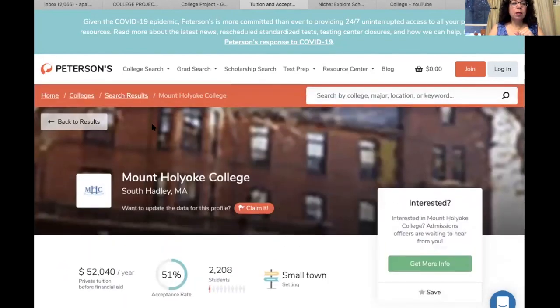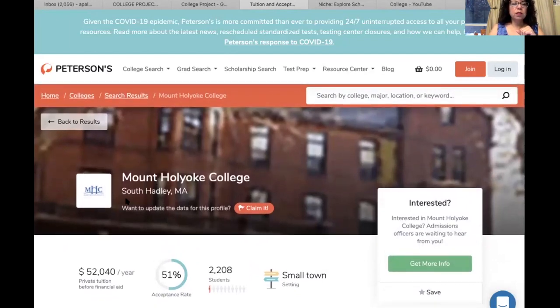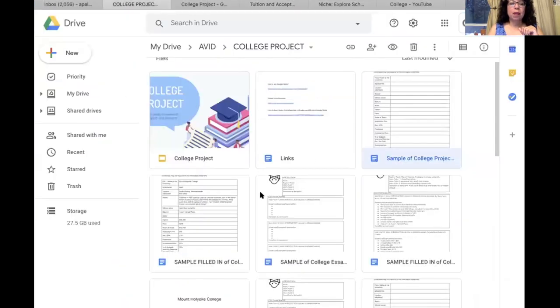So when I go to the first page for Mount Holyoke, it tells me where it's located. South Hadley is the city. MA, Massachusetts, is actually what the state is. So now I need to go to my notes, and it just showed me that I cannot, let me see if I can get in there. It won't let me bring the tab over. Okay, so I'm going to go ahead and open up my college sample.